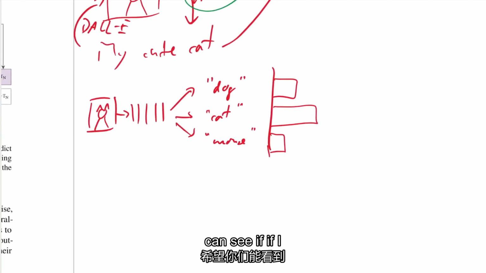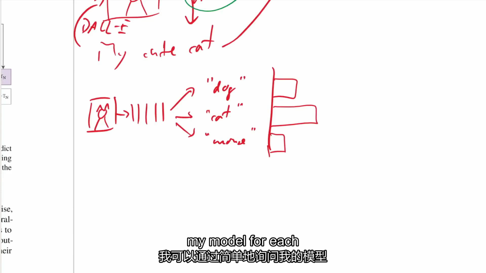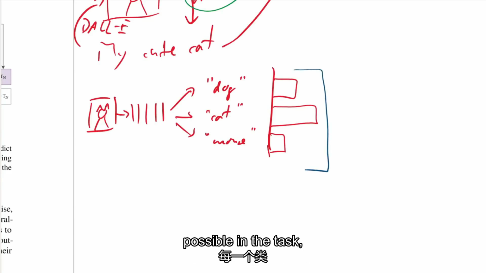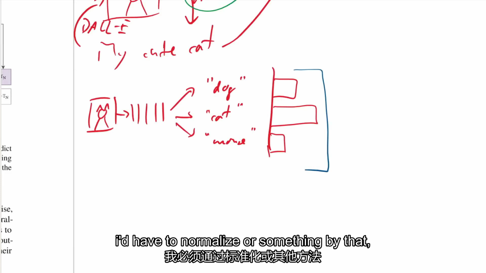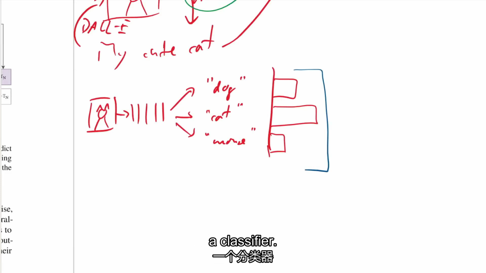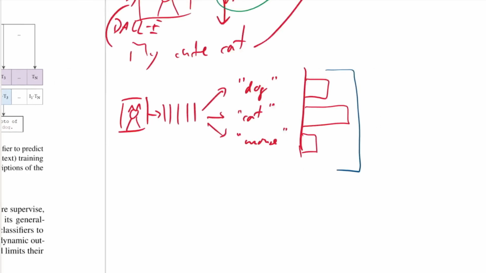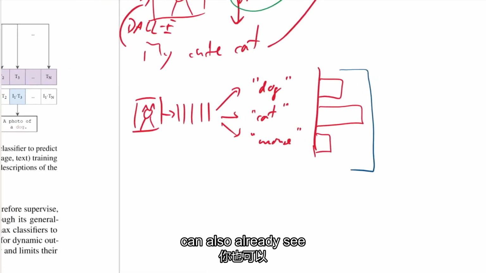So I hope you can see, if I have a model that can predict how likely a piece of text goes with an image, I can, by simply asking my model for each of the classes that are possible in the task, immediately get a classifier out of that. I'd have to normalize or something, but I immediately get a classifier. And now you can already see why we might want to phrase things a bit differently.